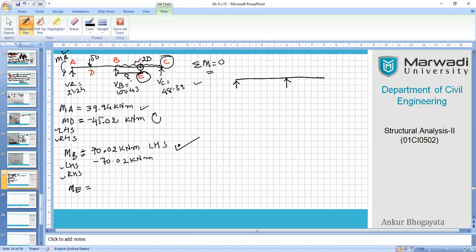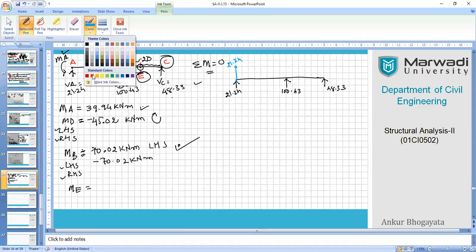Let us draw your shear force diagram here. Again, I would like to write the values. Here you have 21.24. Here you have 100 point, how much? What was the value here? 100.43. Yes, and here it was 48.33. All right, friends. So let me start with the shear force diagram. First of all, let us say this is 21.24 itself.